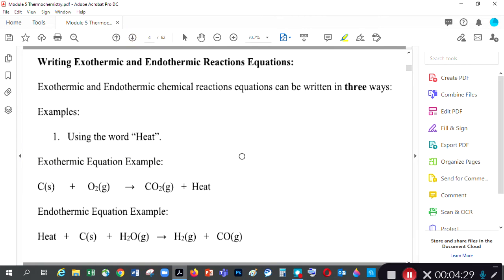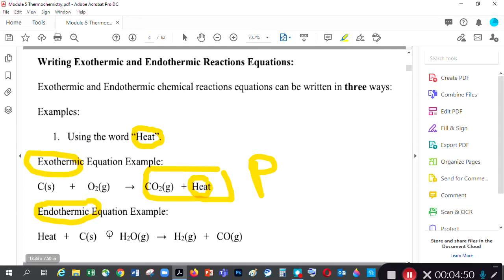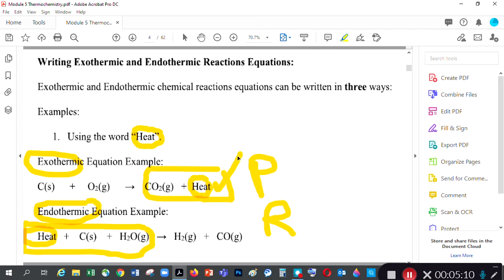Writing exothermic and endothermic chemical equations is straightforward; we can use the word heat. In exothermic reactions, the heat is on the product side. In endothermic reactions, the heat is on the reactant side. So we can identify the reactions by inspecting them. If I have the heat at the product side, that's exothermic. If I have the heat at the reactant side, this is endothermic.